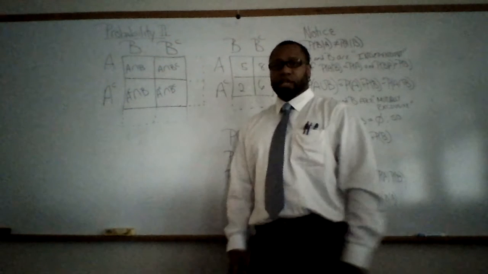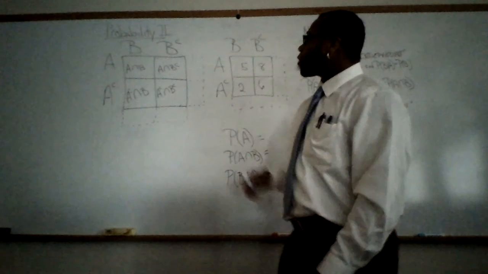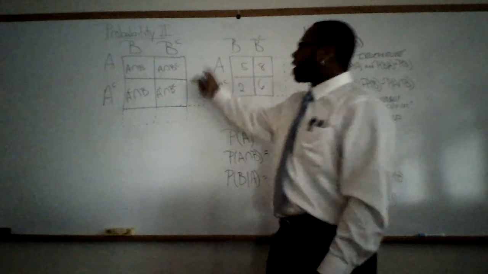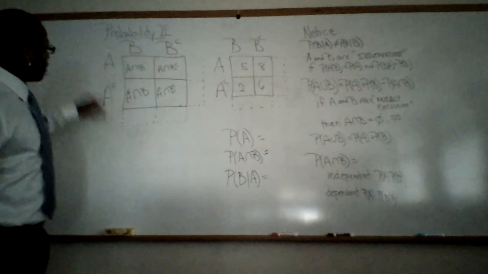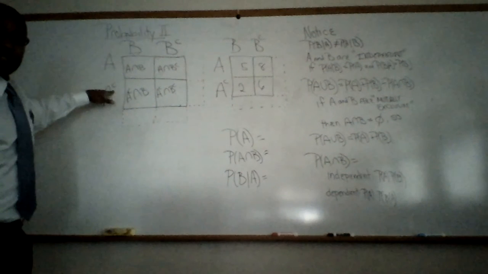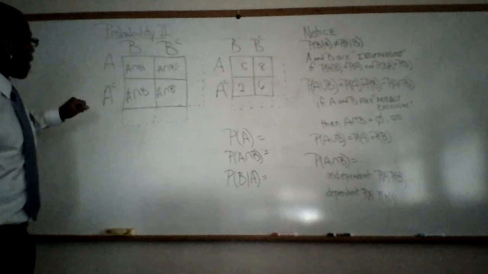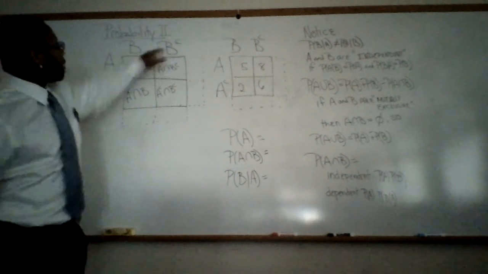Let's do a second session of probability here. We're going to switch from Venn diagrams to contingency tables. Remember we said that we're going to let A be an event and B be another event. And then we also defined this little C up here as the complement of A. So A did not happen, B did not happen.